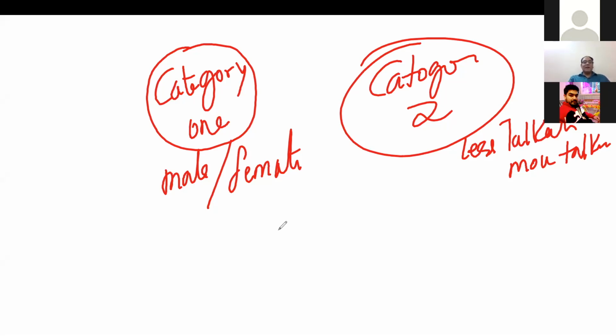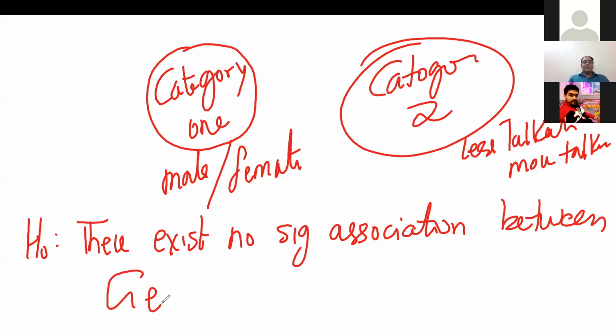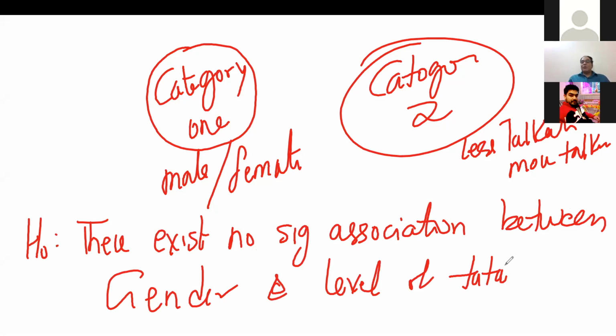So here my null hypothesis is that there exists no significant association between gender and level of talkativeness. I know that this hypothesis can be challenged by anybody, so if you want to challenge this hypothesis, which test will you apply?